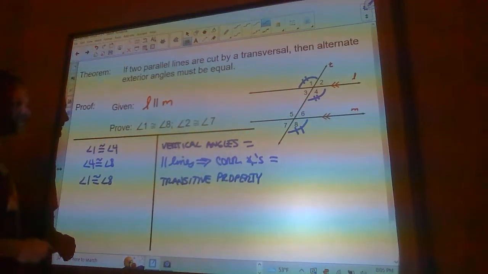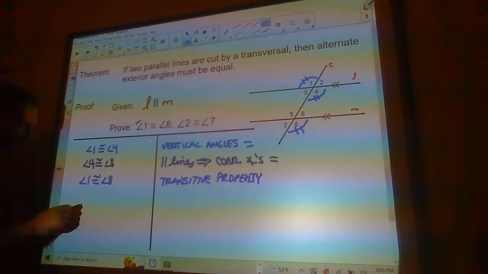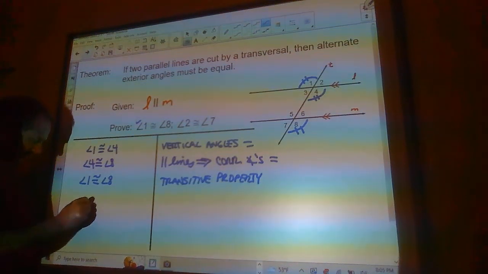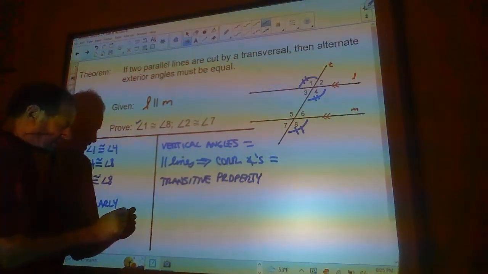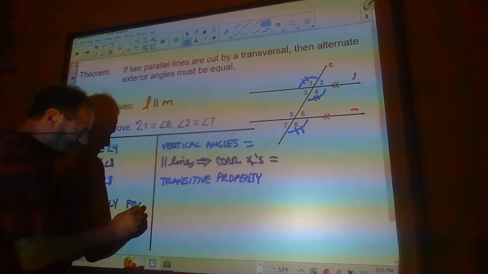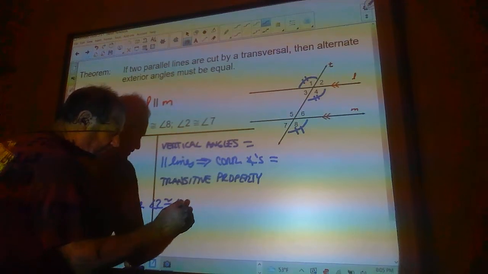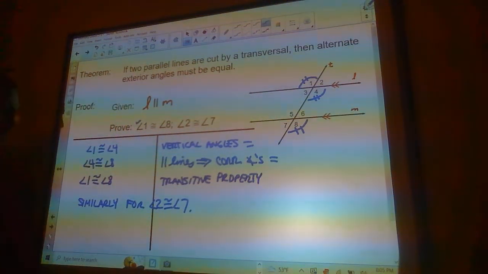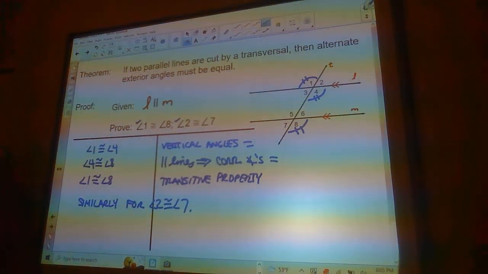And then to show that we've shown this now, we have to show this. So we would say similarly for angle 2 congruent to angle 7. And we're done. So we can check that one off. We've proved everything we need to prove. Okay.